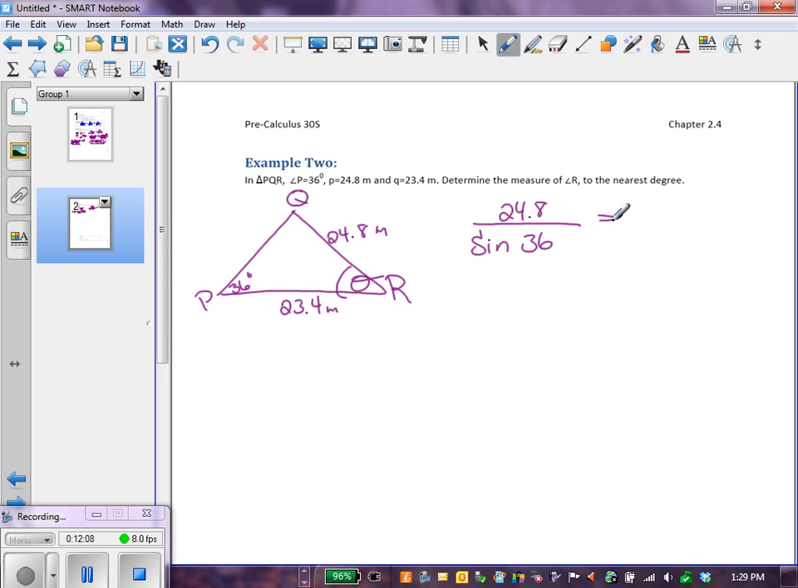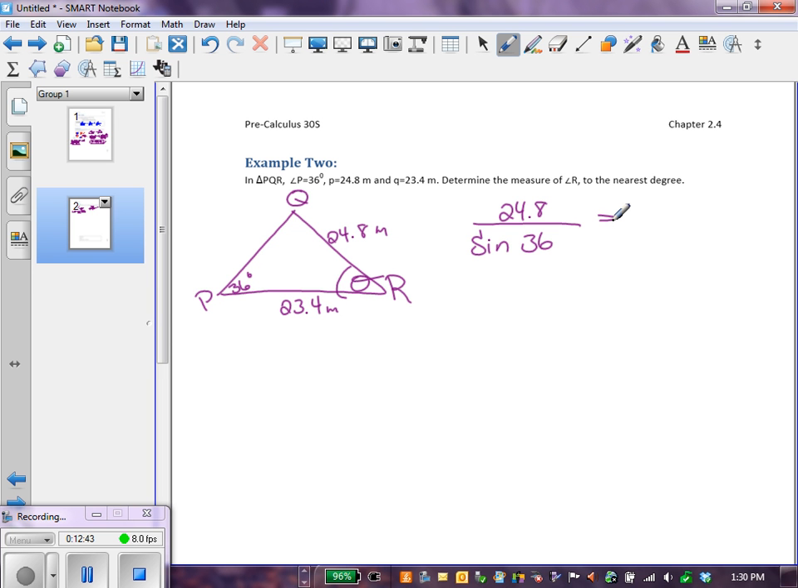Is equal to, can I solve for angle R? No, because I don't have the side. I then would have two variables. I'd have a small r and a capital R, and I couldn't do that. So what am I going to have to do first? Solve for angle Q. Once I have angle Q, how am I going to solve for R? Subtract from 180. Now you could go back once you have angle Q and do another sine law again and you'll get the exact same answer.